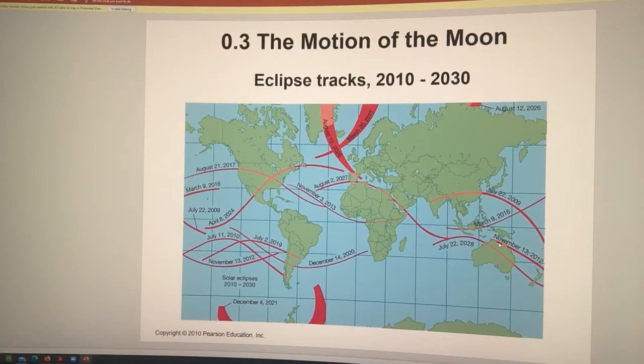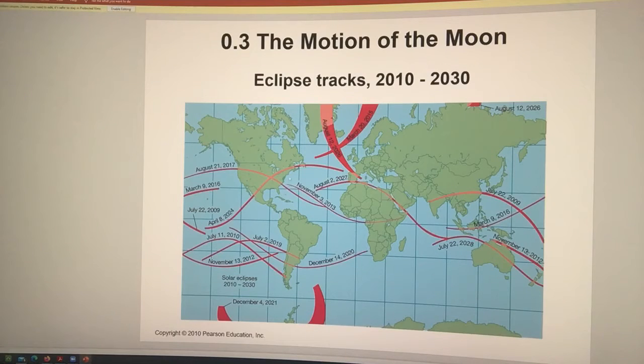The last topic of this chapter talks about the measurement of distance. Before I explain that, I want to show you the picture of eclipse tracks during the years 2010 to 2030.